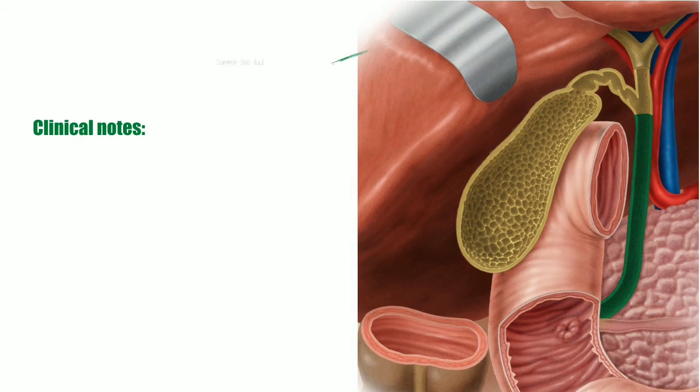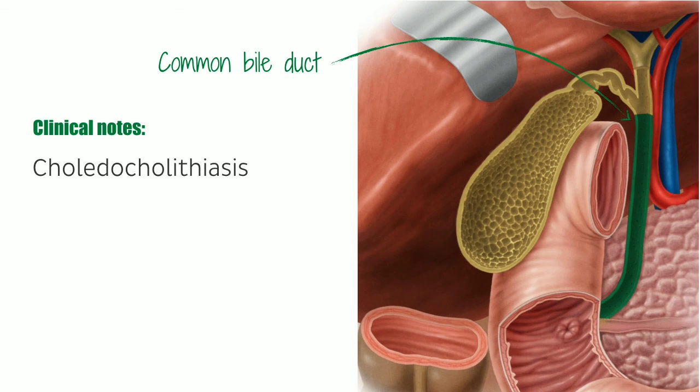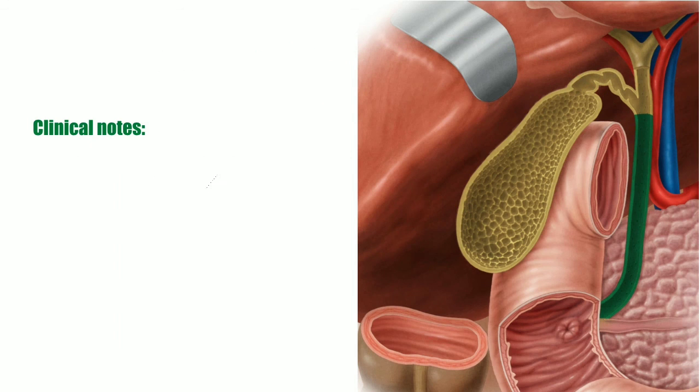Gallstones may also occlude the common bile duct. This condition is known as choledocholithiasis. This can result in jaundice, which is yellowing of the skin, as well as liver damage. Choledocholithiasis is often differentiated from cholecystitis by a negative Murphy's sign.